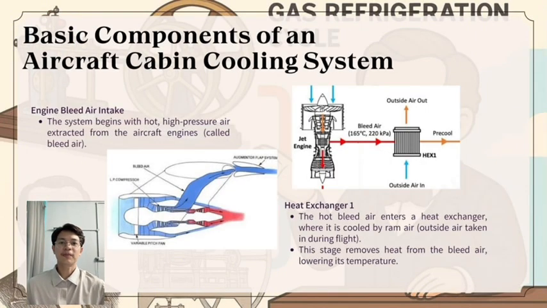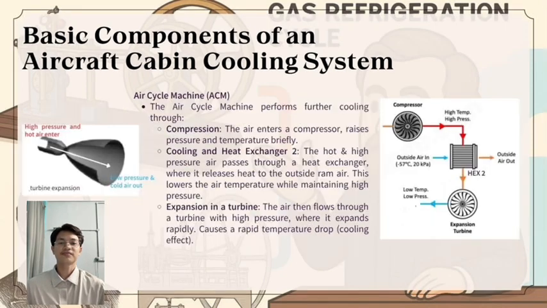Let's now go to the main components involved in cooling the aircraft cabin system step by step. The cycle starts by extracting hot, high-pressure air from the aircraft engines. This is called bleed air. This hot air is too warm to use directly, so it first enters a heat exchanger. Here, it's cooled down by outside air, also known as RAM air. This brings the temperature down a bit. Then comes the star of the system, the air cycle machines.